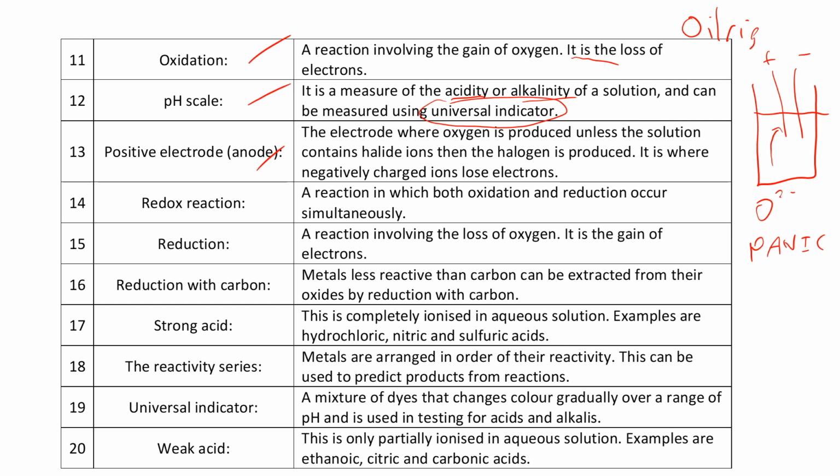A reaction where both oxidation and reduction occur is redox. Look at that, redox, oxidation, redox reaction. A reaction involving the loss of oxygen, it is the gain of electrons. So panic, positive anode, that's the wrong one, oil rig, oxidation is loss, reduction is gain. Metals less reactive than carbon can be extracted from their oxides by reduction with carbon.